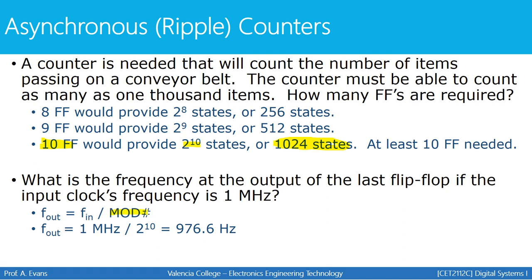So again, this is a great example where you have to understand what mod number really means. It's not 10, it's 2 to the 10th. Because 10 is just the number of flip-flops you would need. 2 to the 10th is the number of states you would have, and that's the definition of mod number.